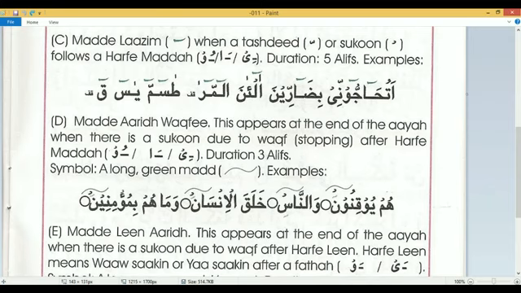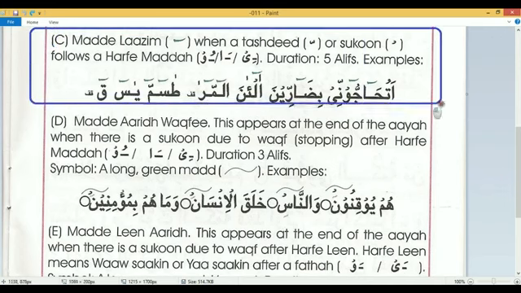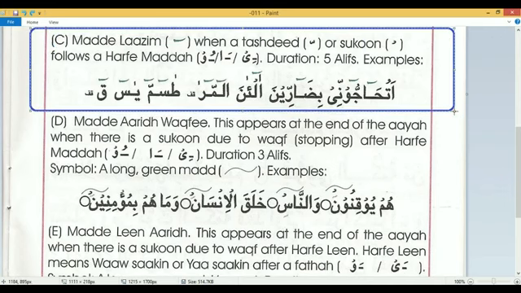On this page we have 5 types of mad. Only one of them is the long mad, which is the duration of 5 alifs or 5 standing harakas, and that is the one right here. It is called madde lazim. And what is madde lazim? When a tashdid or sukun follows a harf madda, that is madde lazim, and the length of madde lazim is the duration of 5 alifs.